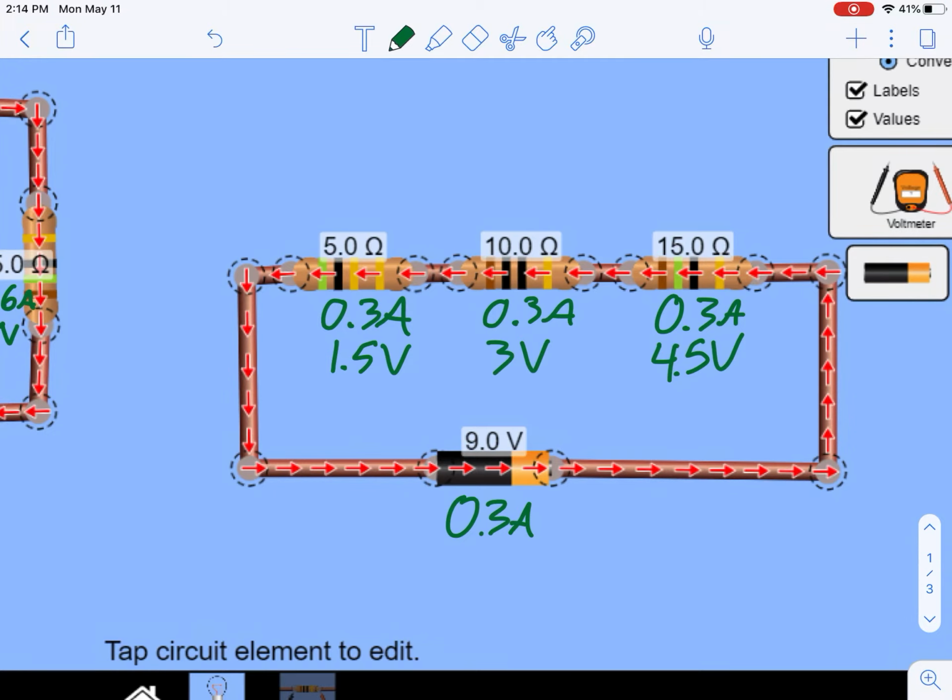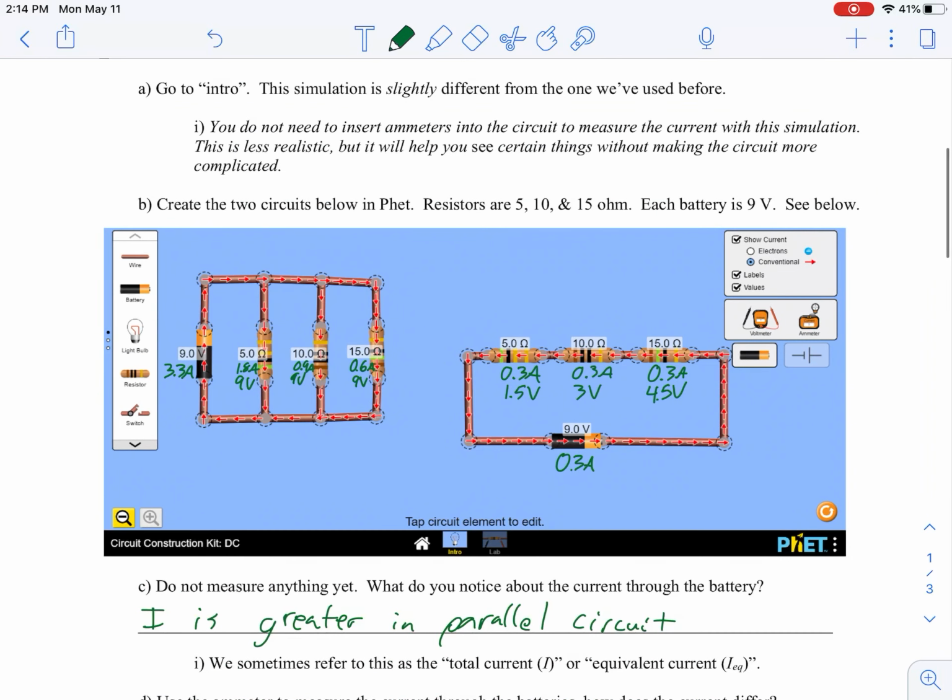Now, we didn't do math here. We just kind of used a simulation. What we're going to start doing soon is we're going to start doing this stuff without using the simulation, and you're going to have to solve for it mathematically. But we're going to explore that more next class.